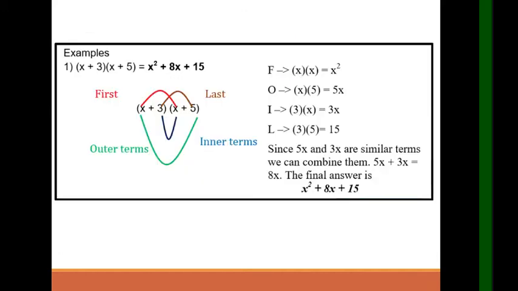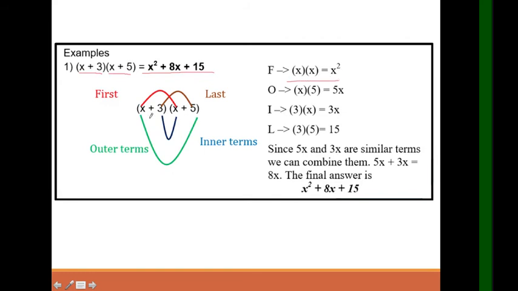Okay? Now, let's have this one. So we have x plus 3 and x plus 5. These are our binomials because they have two terms each. So ang answer natin is x squared plus 8x plus 15. So paano nakuha yon? First, ito yon, yung F, no? FOIL method kasi F. So we have x times x. And the answer is x squared.